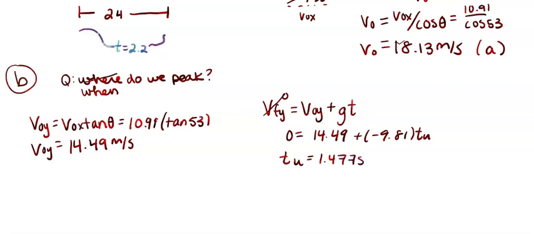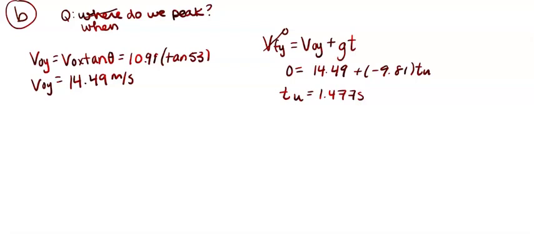So we're going to figure out that the time up is 1.477 seconds. So it's going to take that much time to reach the peak, and then it's going to fall for the rest of the time. So I'm going to figure out what that delta y is, which is going to tell us how high that peak value is.